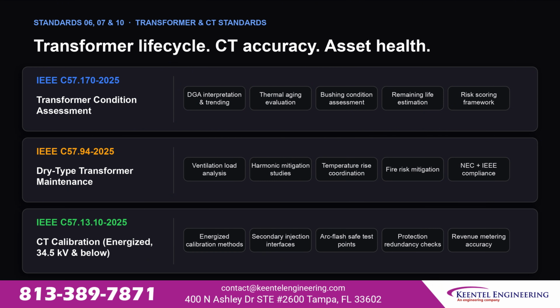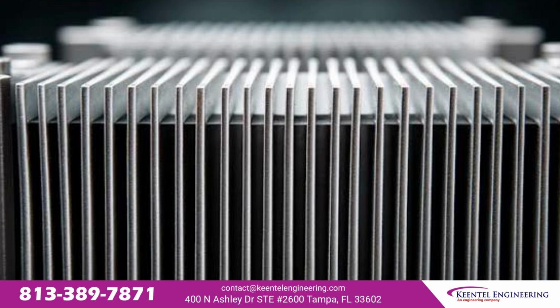IEEE C57.13.10-2025 brings structure to energized CT calibration at 34.5 kilovolts and below. CT accuracy is foundational to everything downstream: protection sensitivity, fault detection, and revenue metering. The standard defines energized calibration methods, secondary injection interfaces, and arc flash safe test procedures.